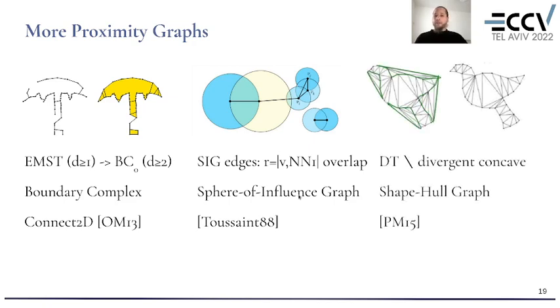And finally, there is a proximity graph called the shape hull graph, which is already a reconstruction. Here we take the Delaunay triangulation and we subtract convergent concave triangles. The intuition is that concavities are removed, and this is work published by Edelsbrunner in 2015, and this can already reconstruct a certain class of shapes. So this concludes the first part, and next we will continue with reconstruction algorithms.